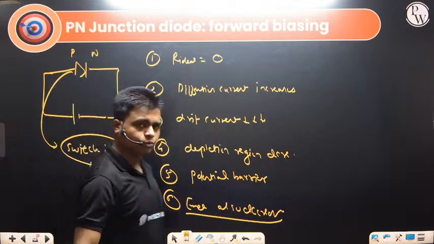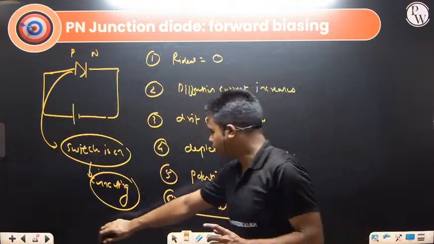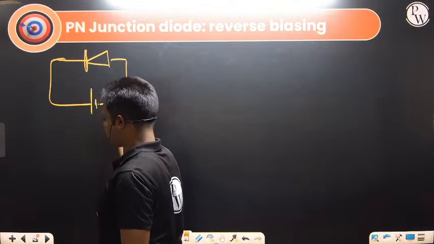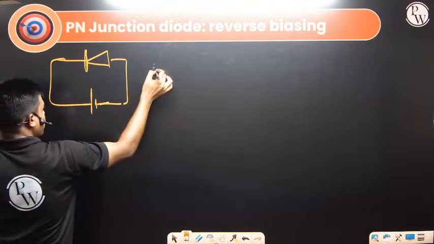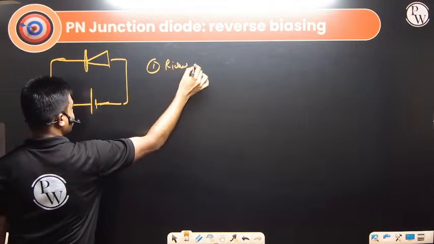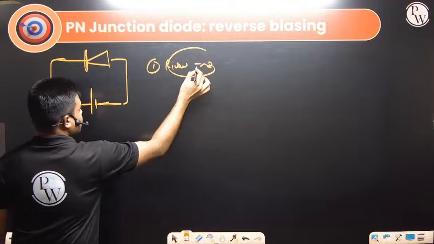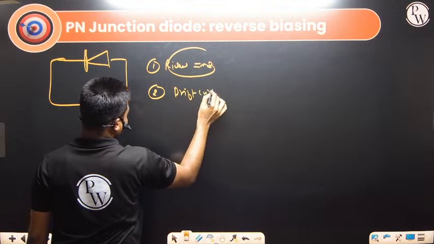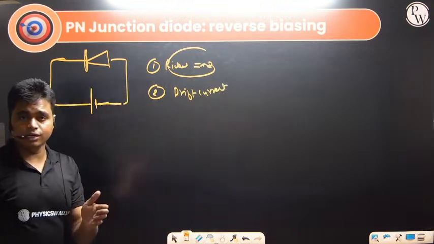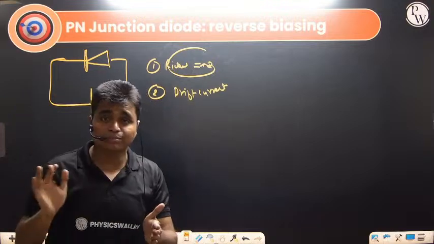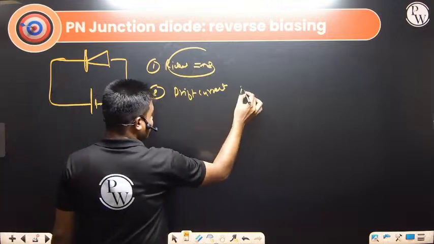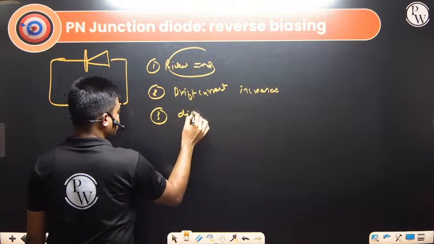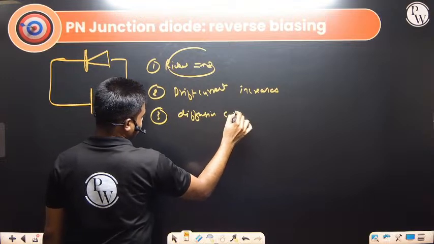So these are the pointers that we should keep in mind when we talk about the PN junction in forward bias. Reverse bias: negative side is connected to higher potential and positive side is connected to lower potential. The first point is that the resistance of the ideal diode in this case is infinite. Second, drift current increases, and drift current is the current because of the electric field that exists in the potential barrier. And what about diffusion current? Diffusion current is 0, almost reaches 0.